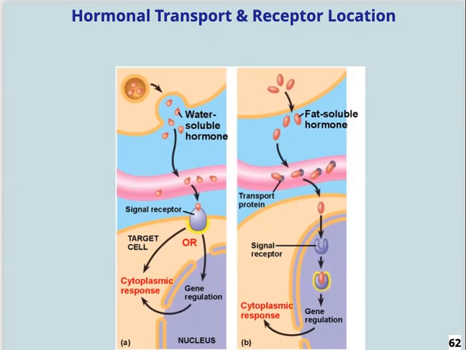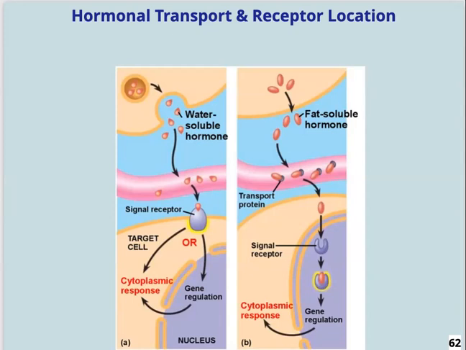Most carrier proteins are globulins, and most of those are synthesized in the liver. Some of the binding proteins are specific for a given hormone. For example, we've got cortisol binding protein that binds to cortisol, thyroid binding protein that binds to thyroid hormone, and androgen binding protein that binds to the androgens.